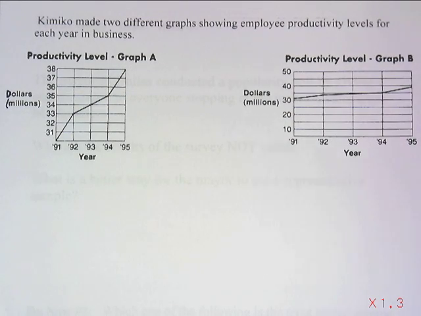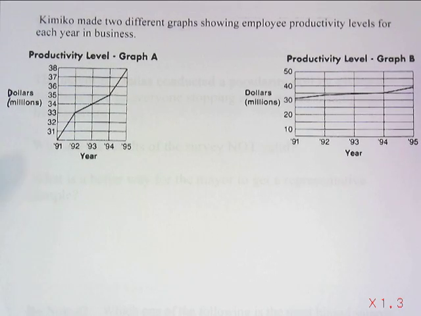Again, we have a side-by-side comparison of two graphs that's showing the exact same information. In this case, we're talking about employee productivity levels for several years in a certain business. If you look at these two graphs, which one do you think is the misleading graph?